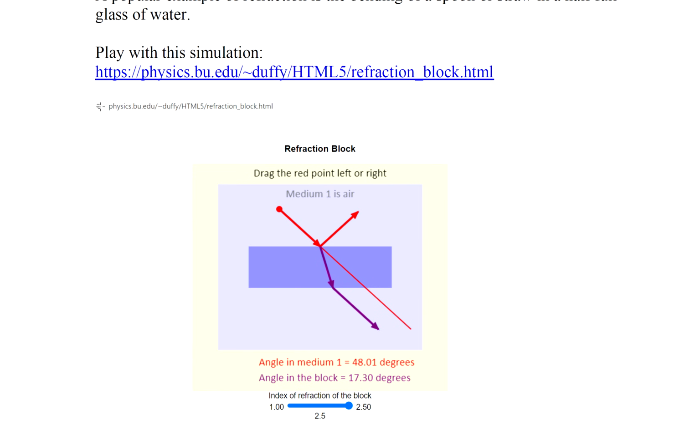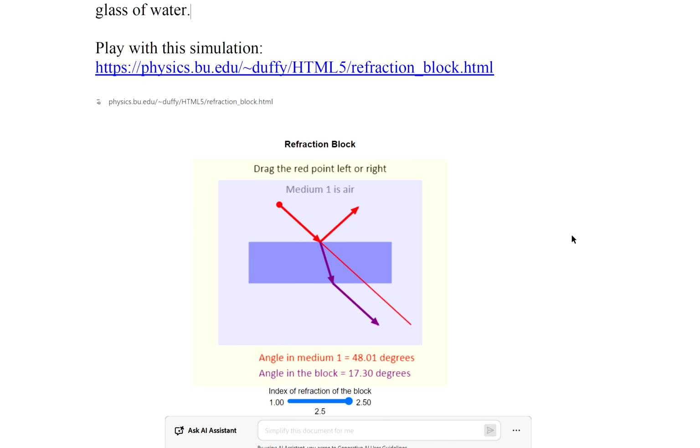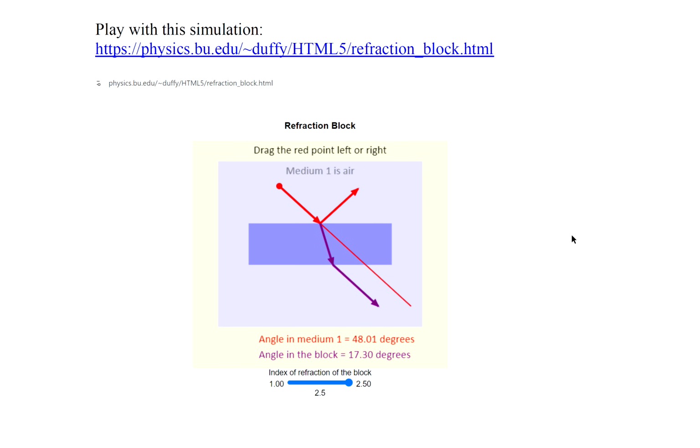So play with this simulation. Go on this website and you could play with this simulation. As you could see, you could change on the bottom the index of refraction of the block. You could go from 1 to 2.5. So this light purple is air, this dark purple is like glass. It's like a medium.